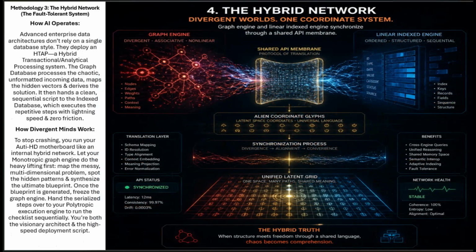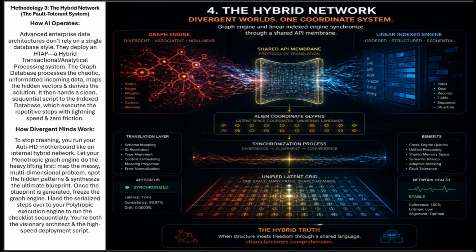Methodology 3. The hybrid network. The fault-tolerant system. How AI operates. Advanced enterprise data architectures don't rely on a single database style. They deploy an HTAP, a hybrid transactional/analytical processing system. The graph database processes the chaotic, unformatted incoming data, maps the hidden vectors, and derives the solution. It then hands a clean, sequential script to the index database, which executes the repetitive steps with lightning speed and zero friction.